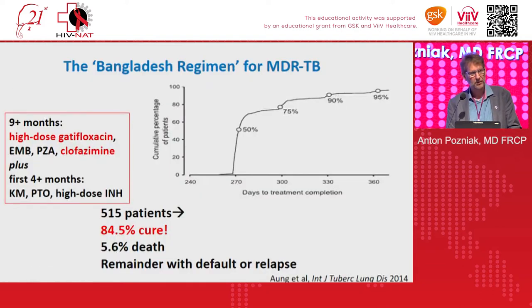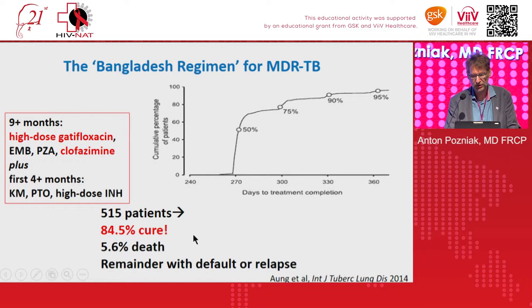But we used to have 18 months to 2 years of treatment until this Bangladesh regimen came out, which is now approved by WHO. It is basically high-dose gatifloxacin, ethambutol, pyrazinamide, clofazimine, plus for the first few months kanamycin, prothionamide, and high-dose isoniazid. So you can see a lot of drugs, but look at the cure rate for MDR-TB. We've never seen anything as good as this in the past, really, and a low death rate.